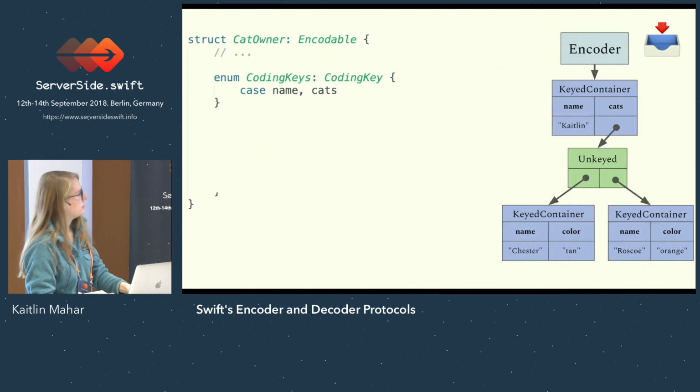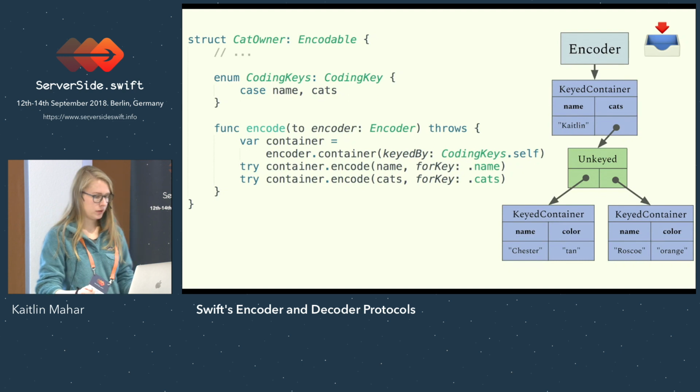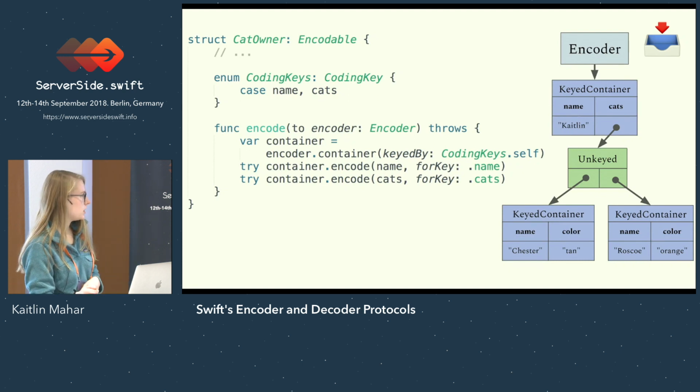So if we were to write out the code for this, even though we will get it for free from the compiler, it would look something like this. We would have these coding keys, as before, and then the encode method would look pretty much like this. We create a container with our keys, just like before, and then encode each property.